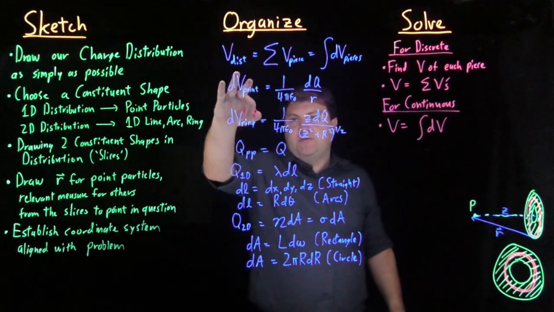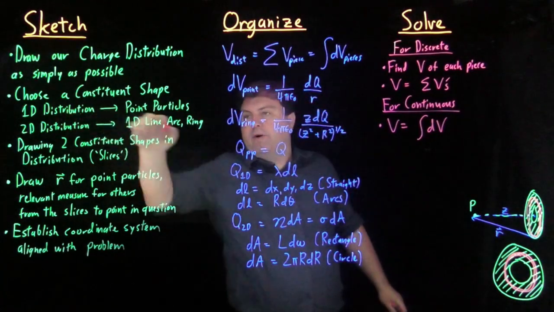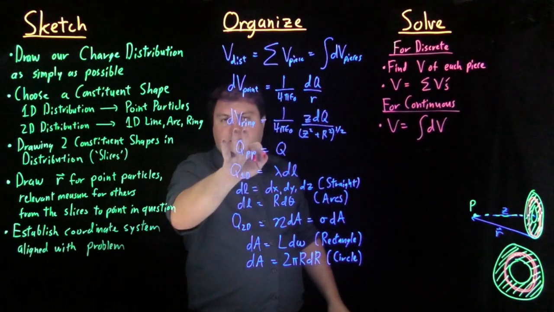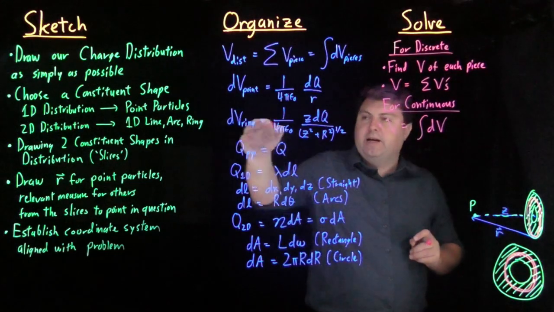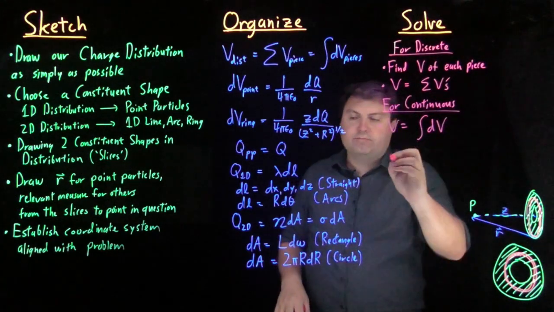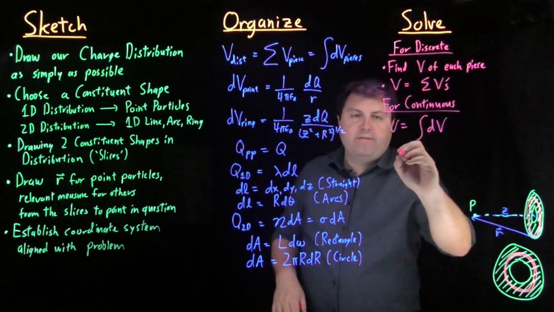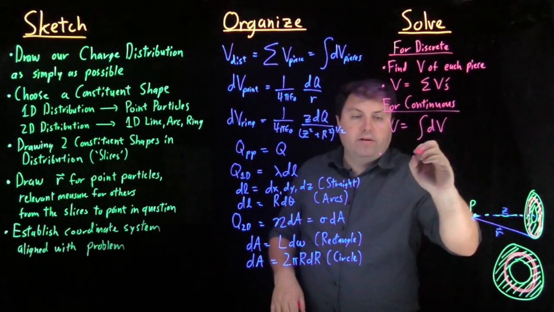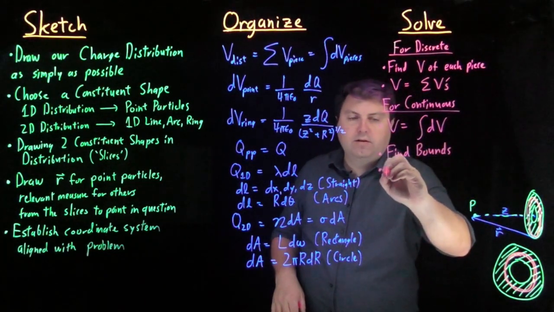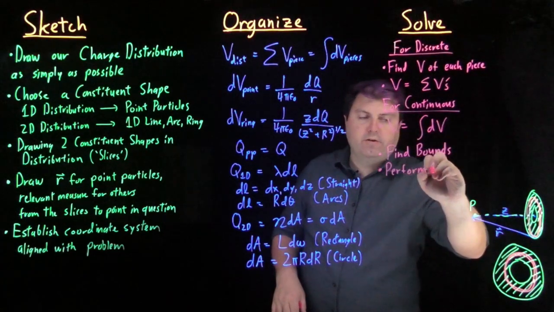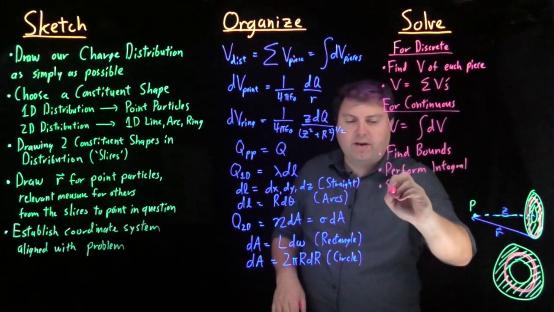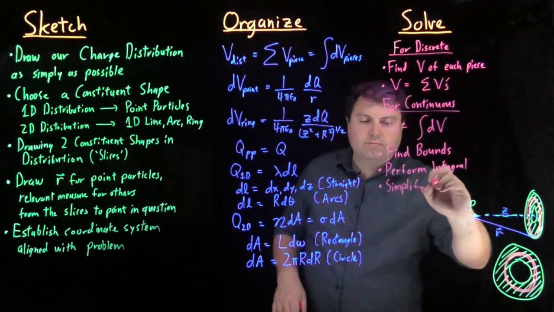So we've already found what the dV is, whether we're summing up points to make a one-dimensional distribution, or summing up rings. If we have lines or anything like that, we will use the differential equation for that in finding the dq for these. So we have then that our integral, we want to find the bounds, perform the integral, and then simplify using algebra, and of course evaluate bounds.